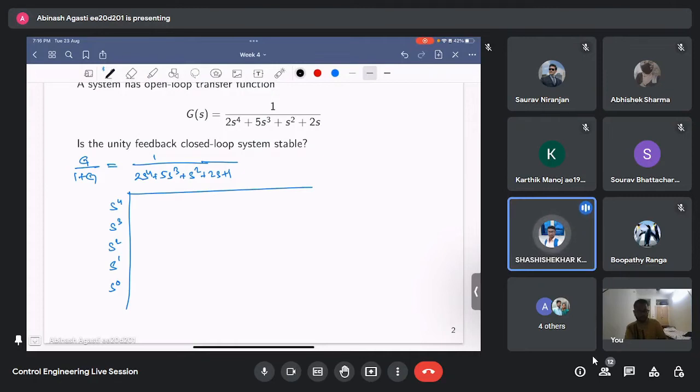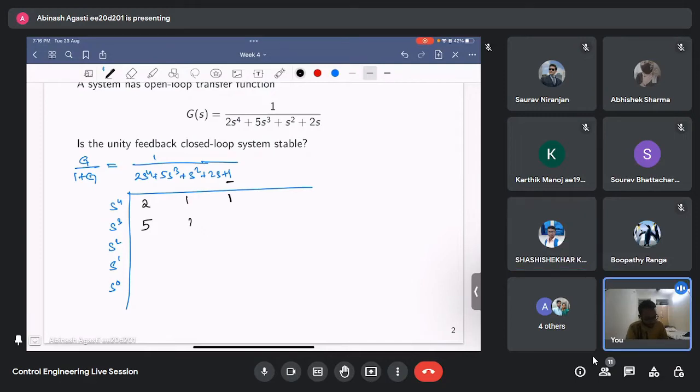In the S4 row, sir, we write 2, 1, 1. And 0. Why 0? No, sir, 1, sir, 1. Correct. 2, 1, 1. And in here the S3 row, 5, 1.